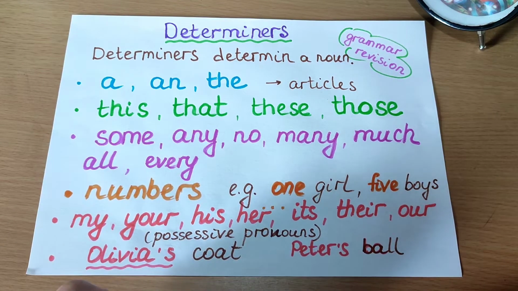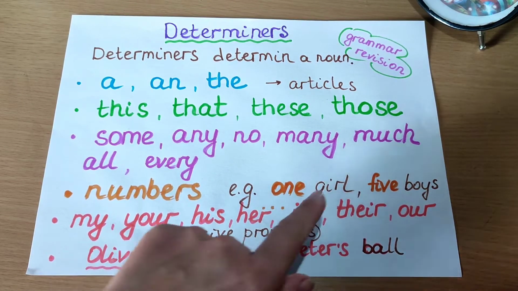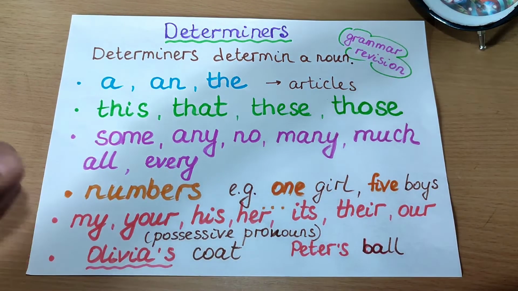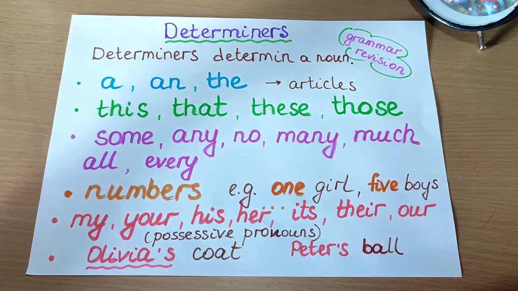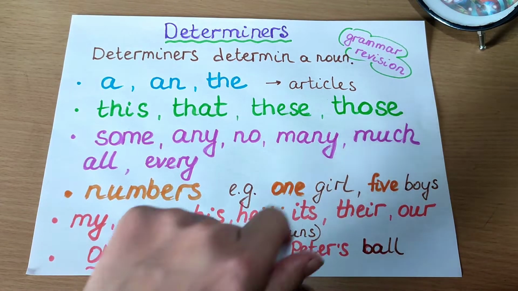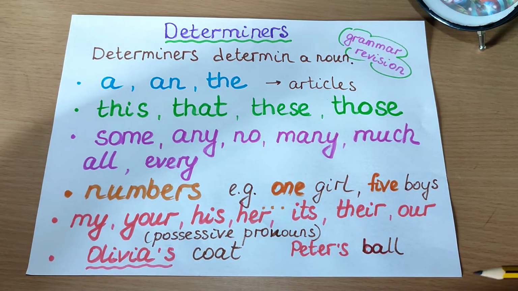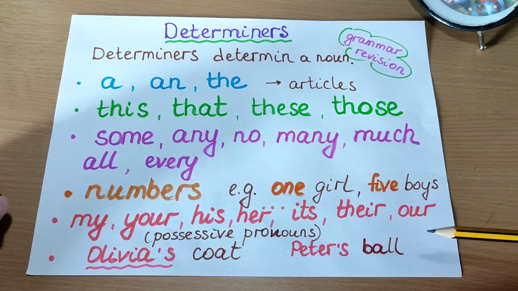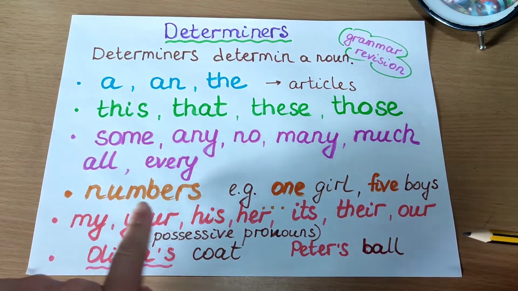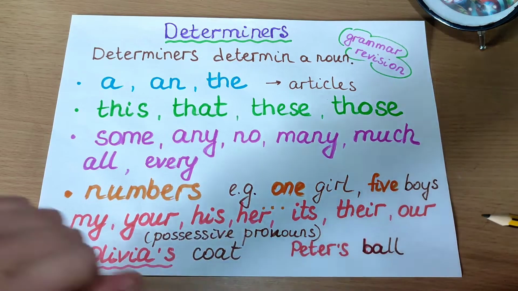So you can have some flowers, you could have much, what? Uncountable, much sand. You could have many people, no people. Yeah, it determines a noun. You put it in front of a noun. Also, determiners are numbers, any numbers, 1 girl, 5 boys.